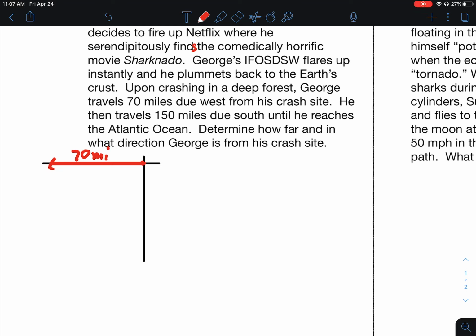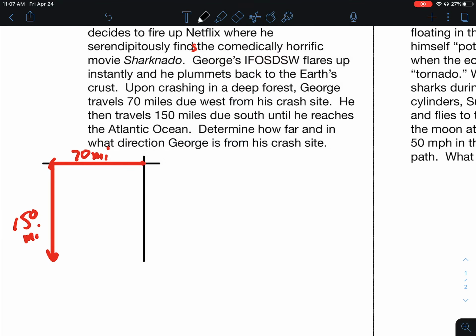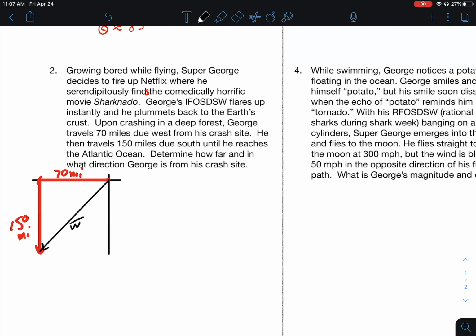So that vector has a direction of west and a magnitude of 70 miles. And then he travels 150 miles due south. If we draw this the way that I just drew it, we can draw a reference triangle, like so. We are looking for this resultant vector, which I'll call W. We would want to know the angle in standard position. That's how we've been finding angles. There are other ways to do it, but I don't want to freak you out at this point. And then we can also find the magnitude.